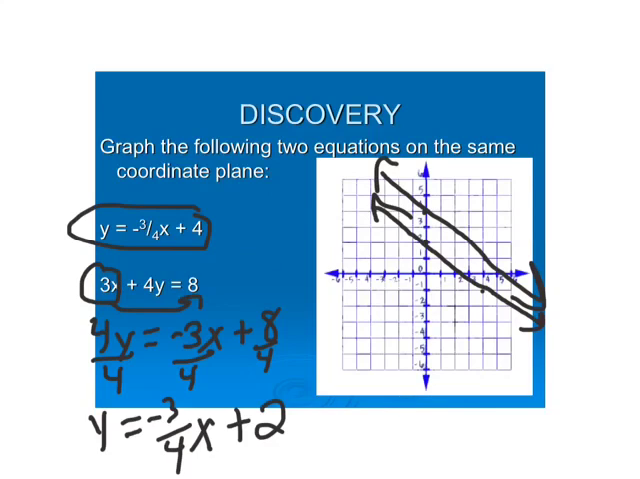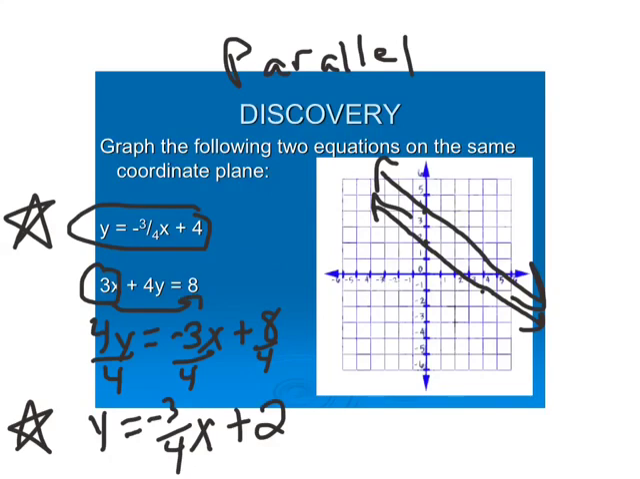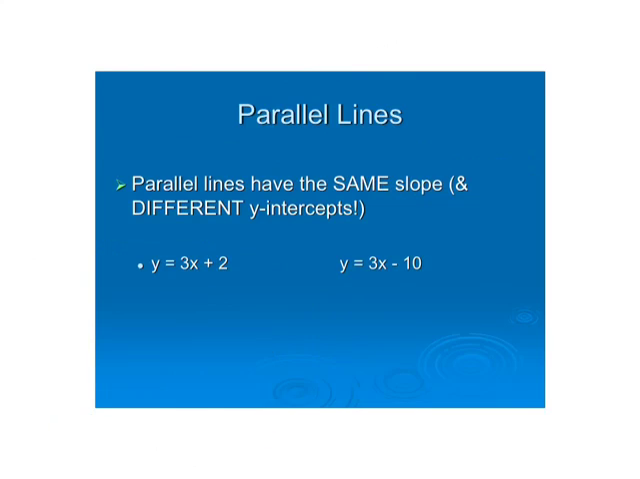And what do I notice about these two lines? Yep, you guessed it, they are parallel. The definition of parallel lines is two lines that do not intersect. And what do you notice about these two equations? What do these two equations have in common? If you look at the first equation, the one we did here, and the equation down here, what do the two equations have in common? You're correct. They both have the same slope.